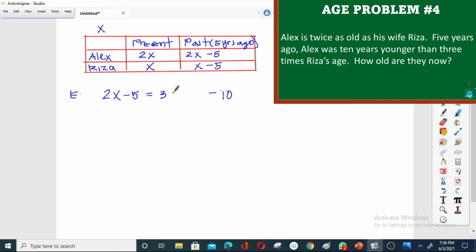What is the age of Risa? 5 years ago, so x minus 5. So was 10 years younger than 3 times Risa's age. That is 5 years ago. Okay, was 10 years younger, that means we need to subtract. So let's solve.